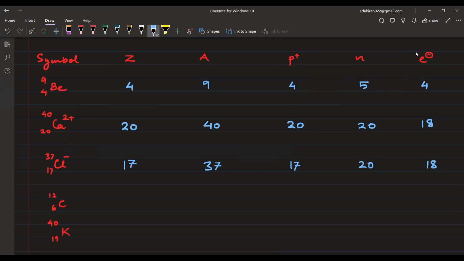Tell me for Z, for carbon. 6. Keep your mic on, keep speaking. After that, 12. After 6, neutrons 6. Electrons 6. Okay, Iram will tell this one.